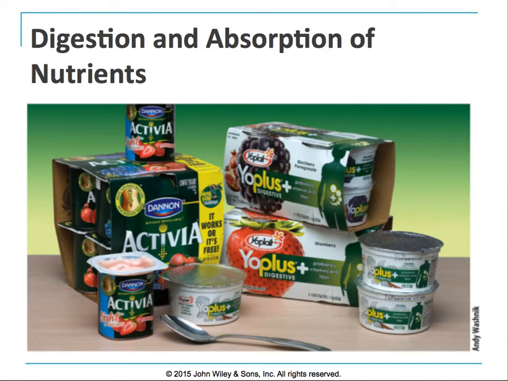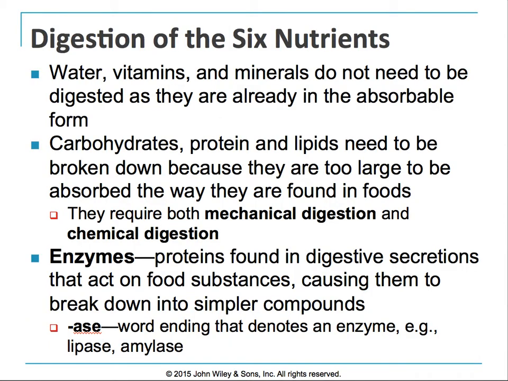Digestion and absorption of nutrients. So digestion of the 6 nutrients. Water, vitamins, and minerals do not need to be digested as they are already in their absorbable form. Sounds pretty good, right? So we just took care of 3 of the 6 nutrients just like that. Water, vitamins, minerals don't need to be digested. They're just absorbed. All right, now we're going to talk about the next 3.